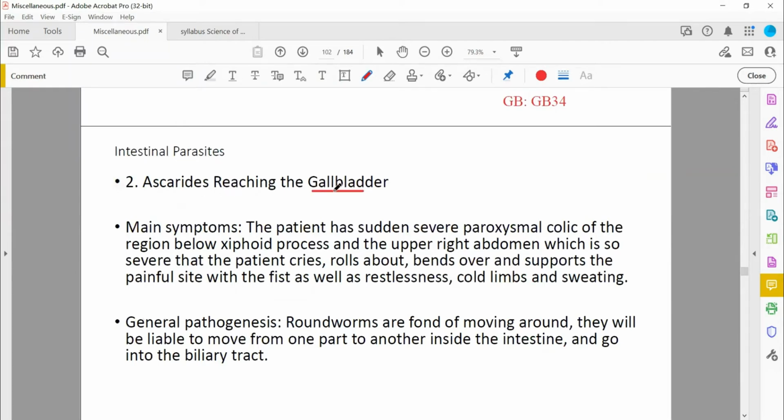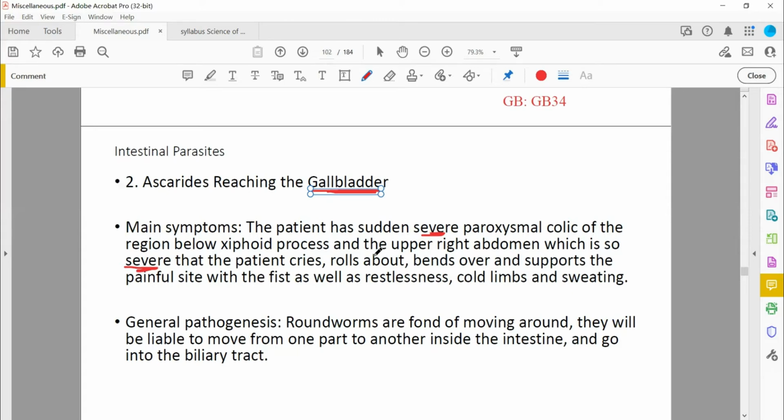Ascaris reaching the gallbladder. The patient has a sudden, severe paroxysmal colic of the region below the xiphoid process and the upper right abdomen, which is so severe that the patient cries, rolls about, bends over, and supports the painful side with the fist, as well as restlessness, cold limbs, and sweating.